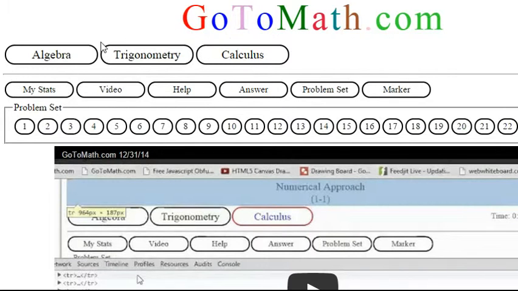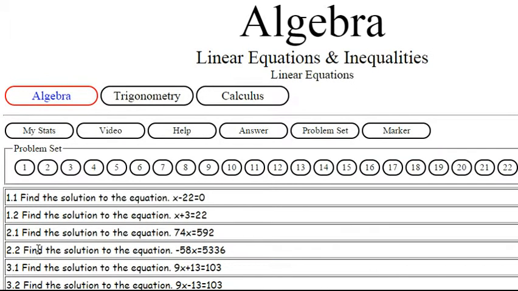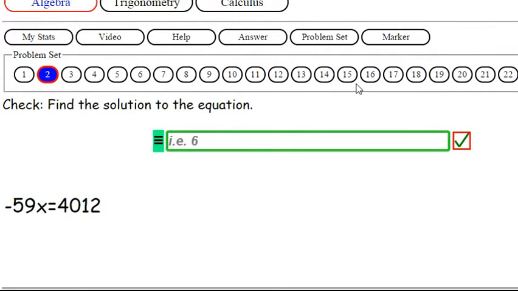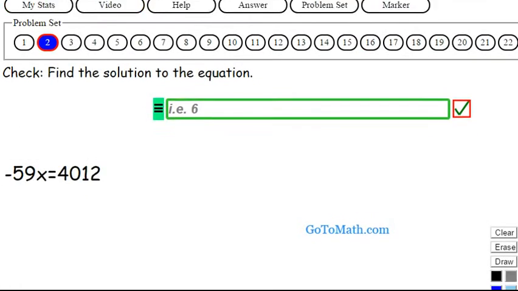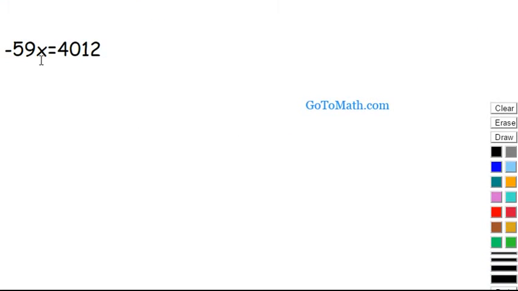We're over at gotomath.com, pulling our hair out. Let's go to linear equations. Let's go down to 2.2, I guess. We need to do, and bring up the marker board. It says find the solution to the equation. We've got an equation here. I don't know if anybody noticed that or not. And we want to find out what number x should I plug in in order to get 4012. What should I plug in here to get 4012?